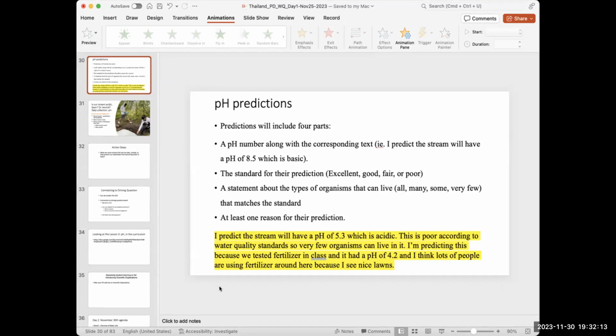So when we met, we talked a little bit about prediction, and it's a sneaky but, I think, effective way. The prediction format is similar to the explanation. They're going to predict a number, a standard, and a statement about whether organisms can live or not, and then give a reason. So if they were to say, I predict the stream will have a pH of 5.3, which is acidic, and this is poor according to water quality standards, so it means very few organisms can live. And I'm predicting this because we tested fertilizer in class and it had a pH of 4.2, and I think lots of people are using fertilizer around here because I see nice lawns. There are elements of explanations in there, like the claim, the evidence they're giving, and the reasoning. I use this format because I think it complements the explanation format really nicely.